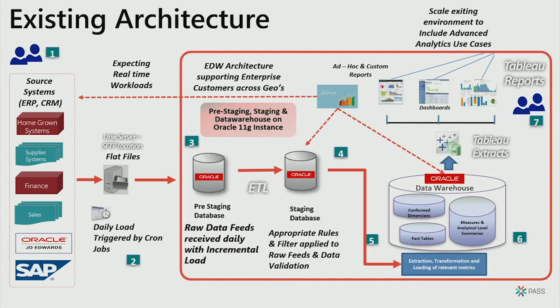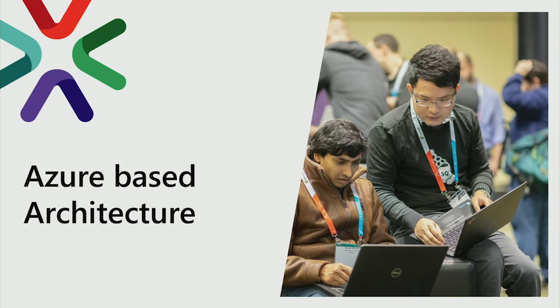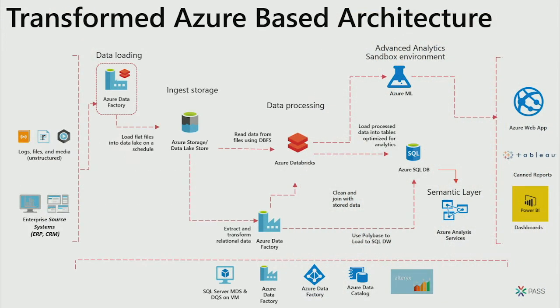Since all of you are from a BI background, this is basically the source systems they have: multiple ERP and CRM systems, and then flat files being loaded onto a Unix server. Using a cron job, it's driven across your ETL pipeline, first to a pre-staging database, then staging, and then the warehouse. In the warehouse, they have facts and dimensions, and business users are using Alteryx for business BI. This is the existing on-premise architecture we'll take. Now let's look at how it would look as an Azure-based architecture.